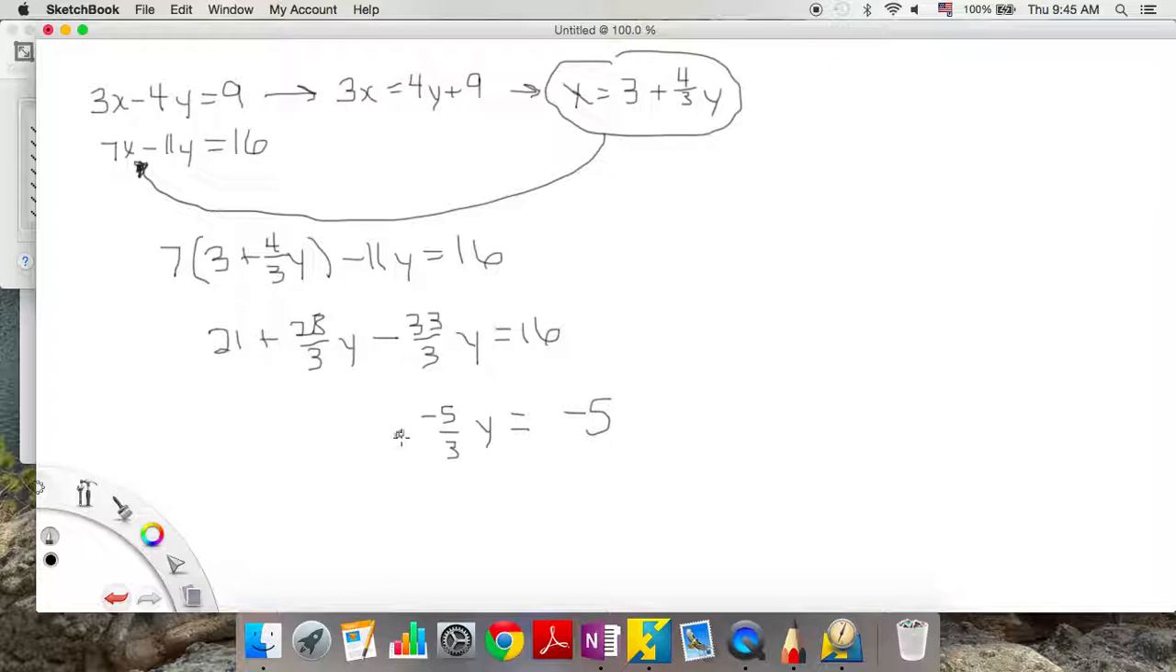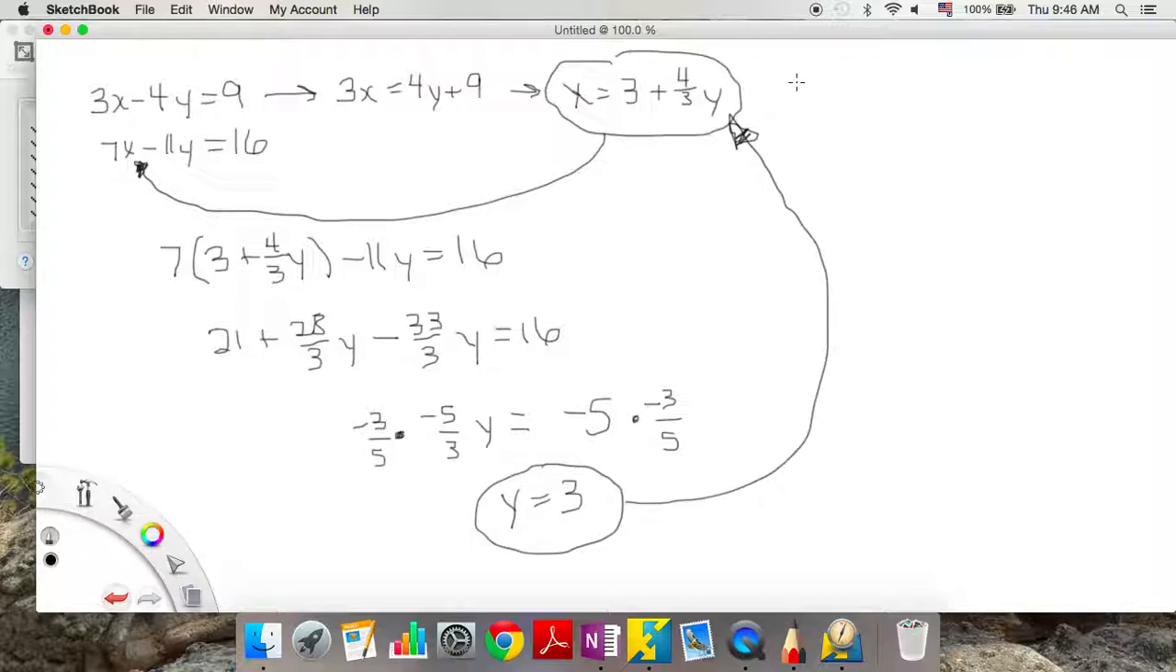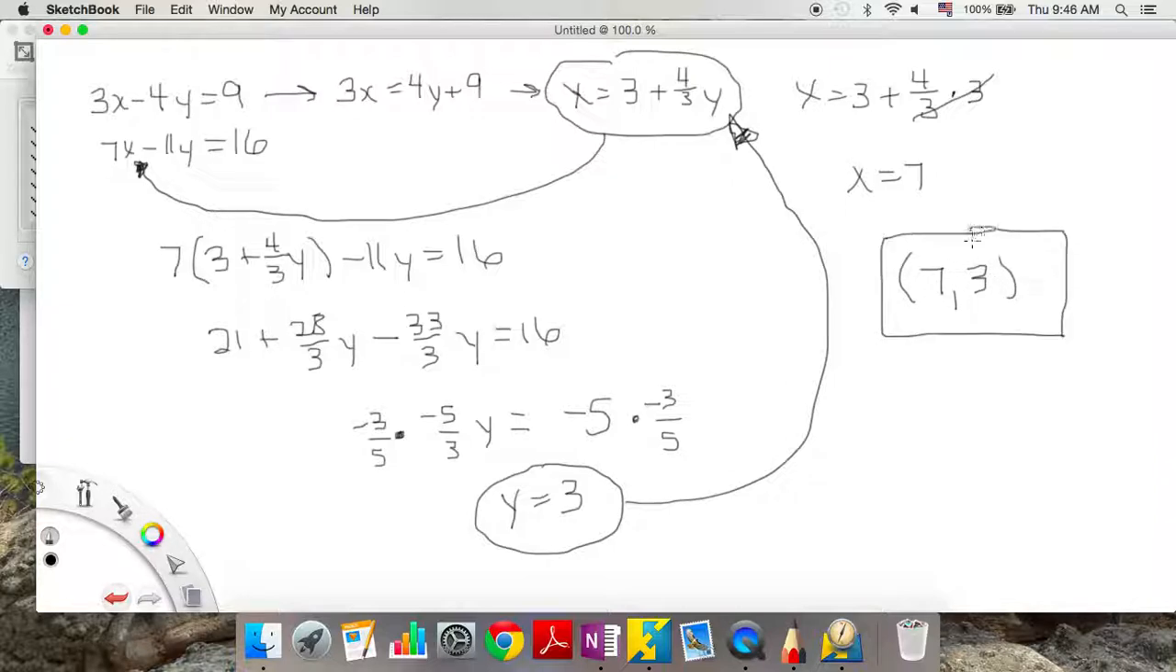So what I want to do is multiply both sides by -3/5 so that I can solve for y, and I get y equals 3. Now that I have y equals 3, I can plug that back in here, and I'll have x equals 3 plus 4/3 times 3, so those cancel, and I get x equals 7. So that means my solution is (7, 3), because remember, points go x, y. And what is this? This is the point where these two lines intersect.